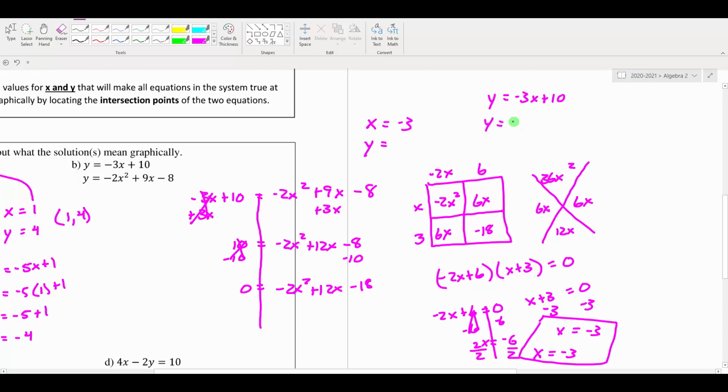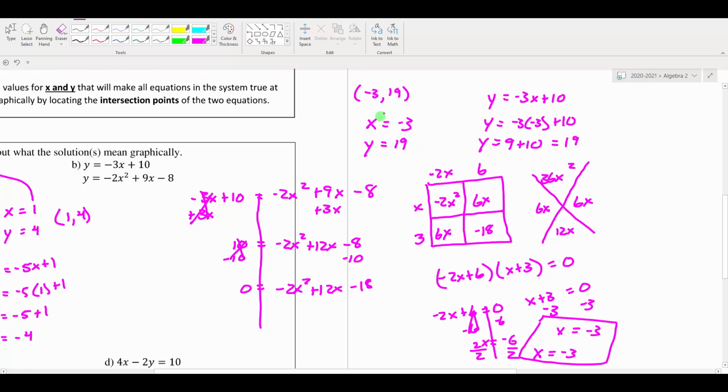So we've got y equals -3 times -3 plus 10. Okay, and then we would multiply there, so you get y equals 9 plus 10, which is 19. So there it is. And we can write that as an intersection point, -3, comma, 19. Okay, and there we go.